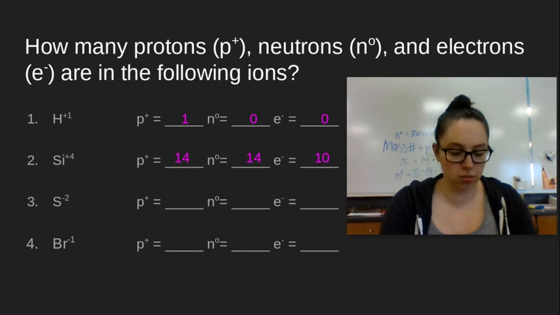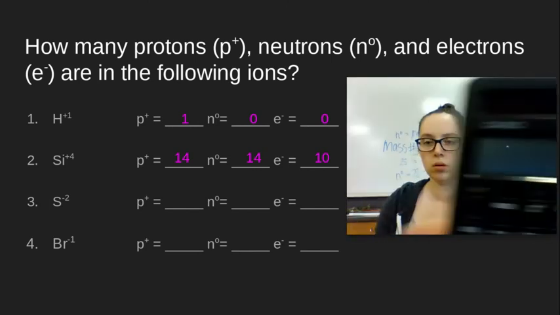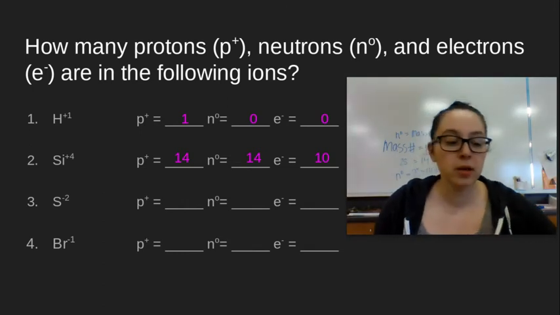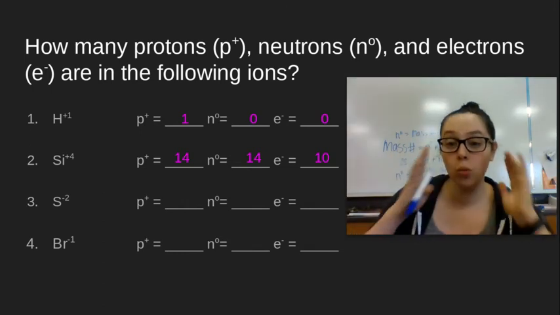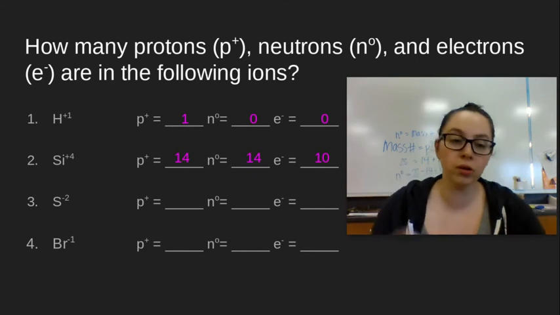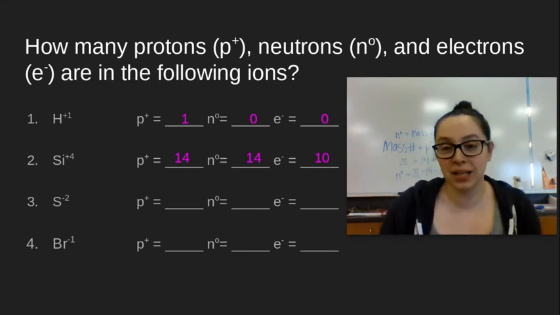Checking my math. 32 minus 16 equals 16. So we have 16 protons and we have 16 neutrons. Great. Now I need to pay attention to my electrons.